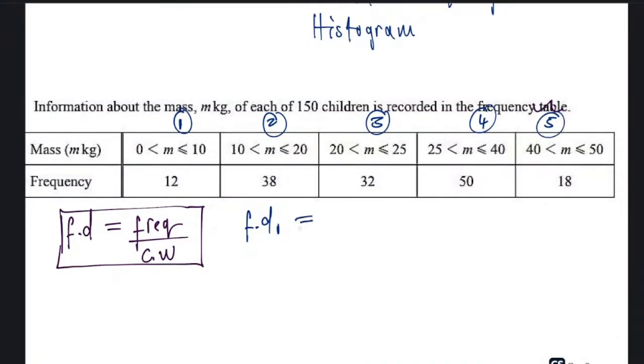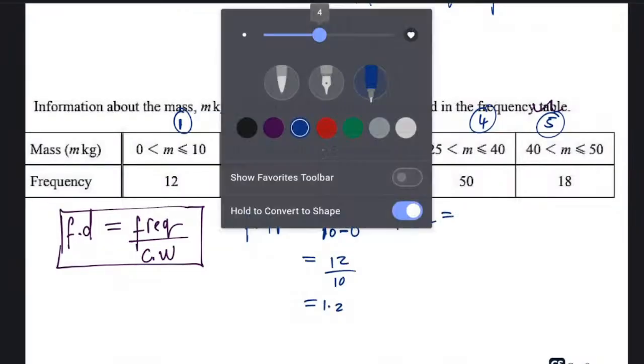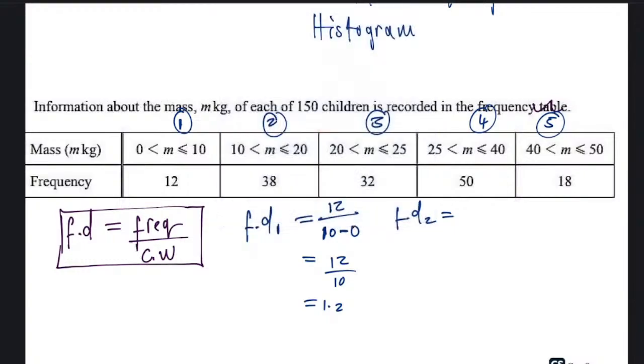What is the frequency? You take this value as the frequency, which is 12, divided by class width. Class width means the upper bound minus the lower bound. So it is 10 minus 0, which is 12 over 10, which is 1.2. Then the second one: frequency 38, divided by class width, which is 20 minus 10, which also happens to be 10. So it's 38 over 10, which is 3.8.